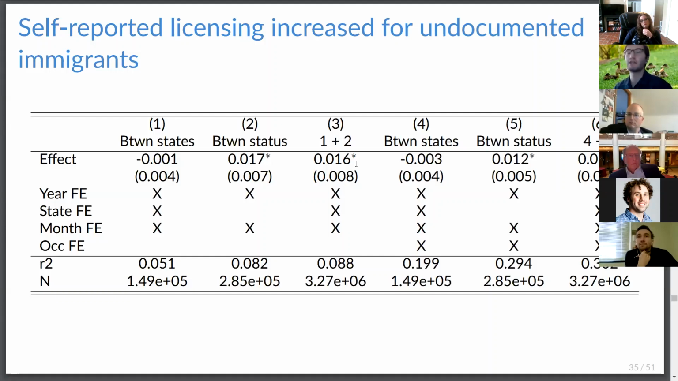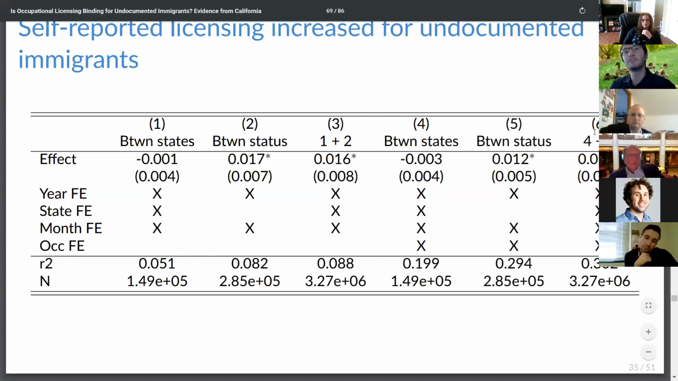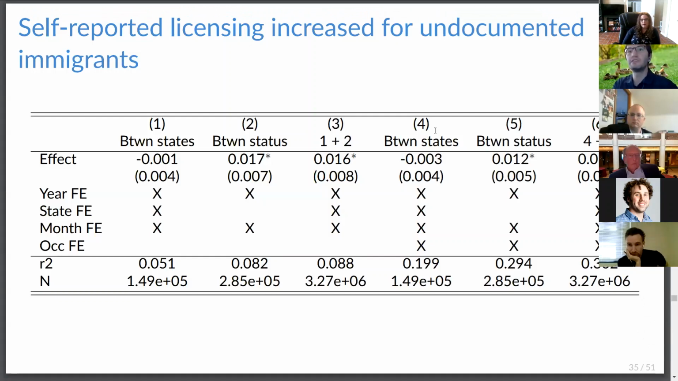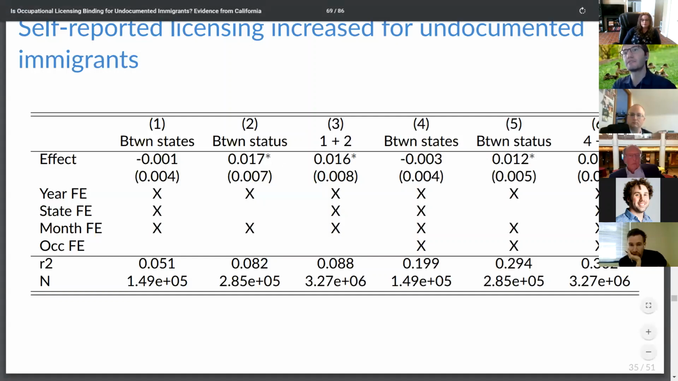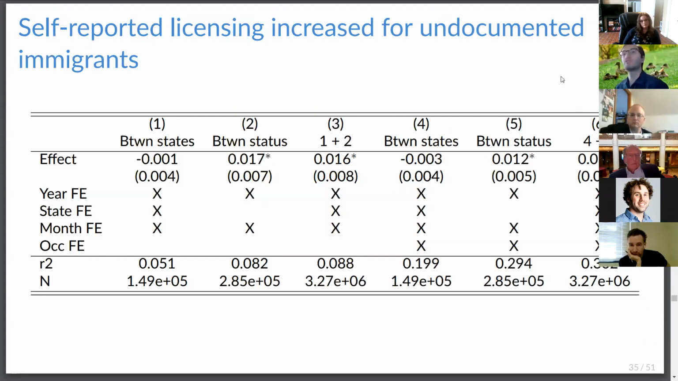So after California passed the law, the licensing rates began to converge between the two groups. And the one other thing I wanted to touch on here is that going from 1, 2, 3 to 4, 5, 6, I add occupation fixed effects. And what you see is that adding occupation fixed effects doesn't actually change the results all that much, but they slightly attenuate.